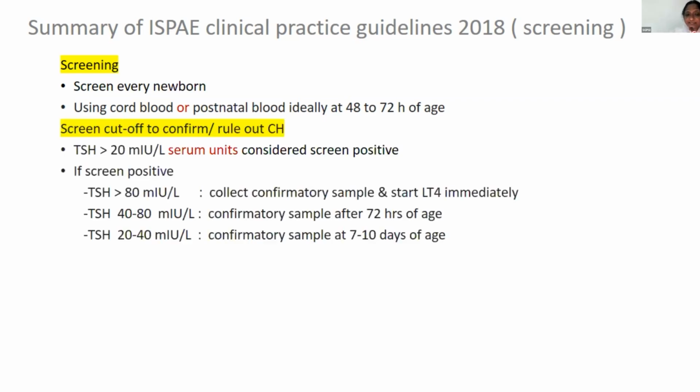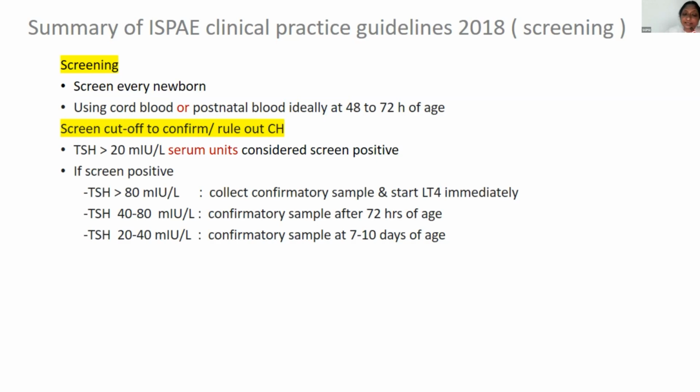Less than 20 is screen test negative. These are serum units. There is a difference between serum units and the whole blood units. For converting the whole blood units, you need to multiply by the factor of 2.2 to adjust for the hematocrit to get the serum unit. So when you get a thyroid screening report, it's important to see whether it's a whole blood unit or a serum unit you're looking at.